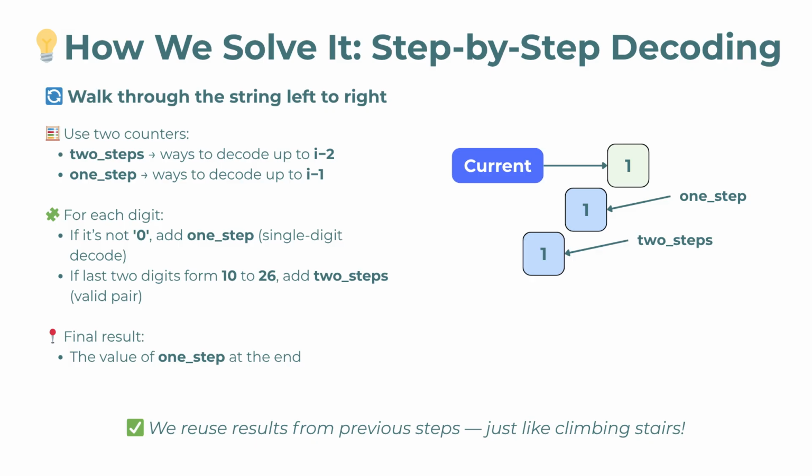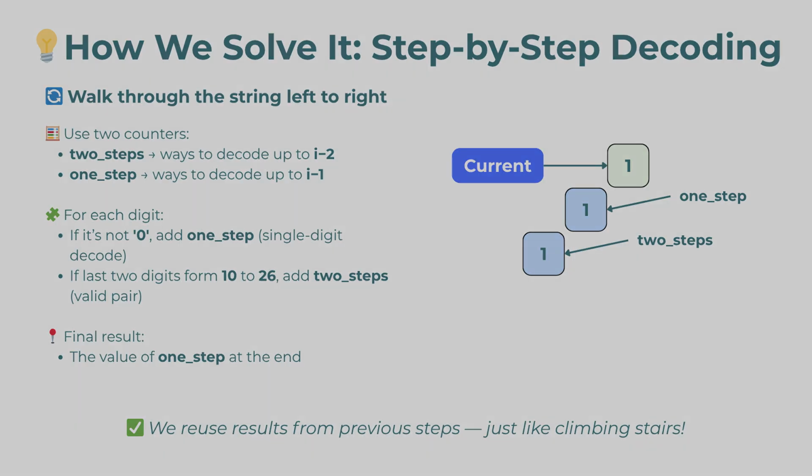For each digit, if it's not 0, we add 1 step. That's a valid single-digit decode. If the last 2 digits form a number from 10 to 26, we also add 2 steps. That's a valid pair. At the end, the value in 1 step is our answer. We're simply reusing results from previous steps, just like climbing stairs.